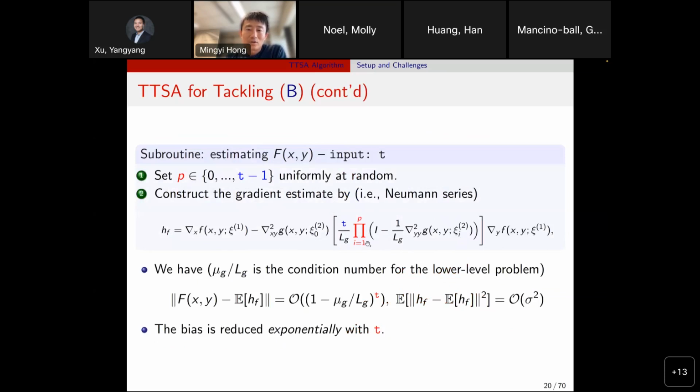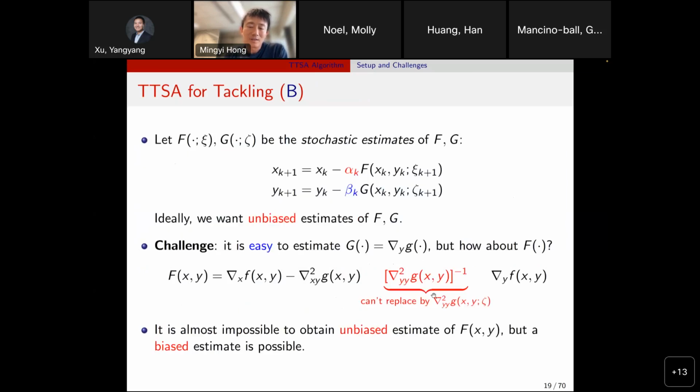So this is some constant, and then it's a product of identity minus 1 over LG. LG is the Lipschitz constant for the lower level problem, and then the gradient samples. So this is a function of a collection of samples. And then for the rest of the terms, I can simply use a sample of each of the functions, f and g and so on. It turns out that this is basically a Neumann series approximation of the Hessian matrix inversion.